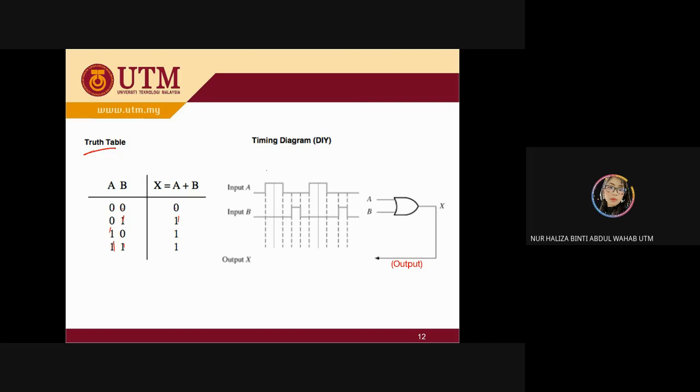And here is your timing diagram. Let me show you how I basically do it. For my input, you can see, let me separate it. Okay. I have 0, 0, 1, 0, 1, 0, 0, 0, 1.